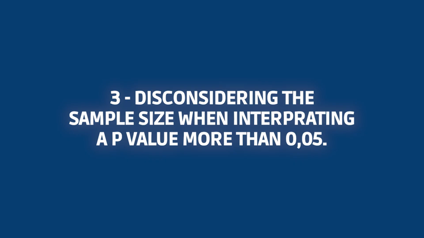So finally, the third common mistake is to disregard the sample size when interpreting a p-value more than 0.05. A p-value greater than 0.05 means that there was no statistical significance. But what if the sample size was insufficient? What if you didn't have enough statistical power? This happens in clinical trials for secondary outcomes, but it can also happen in a meta-analysis.